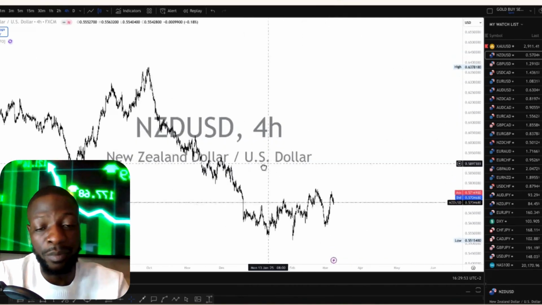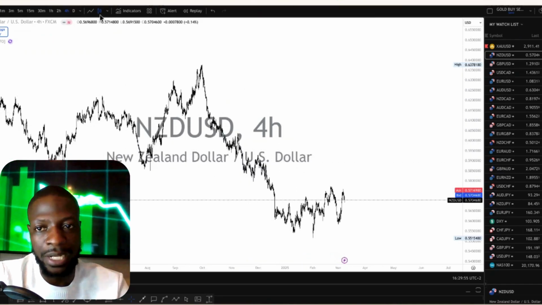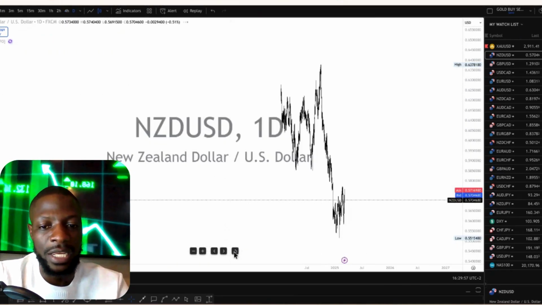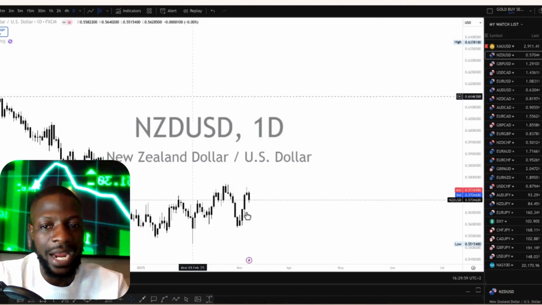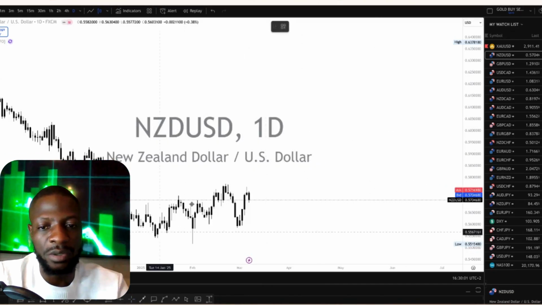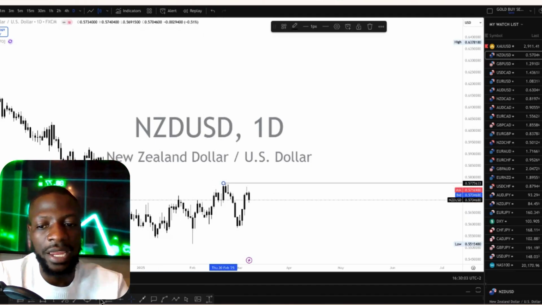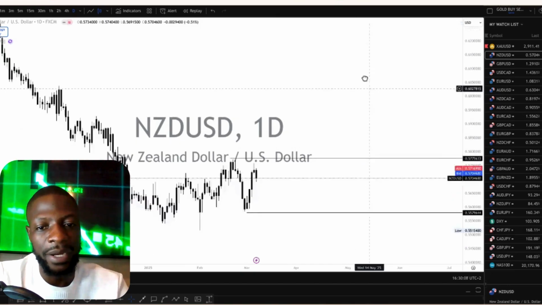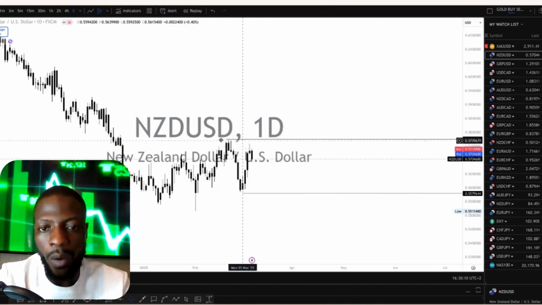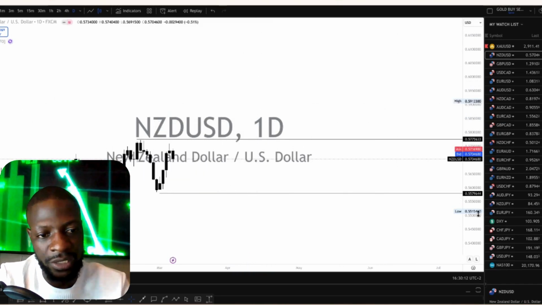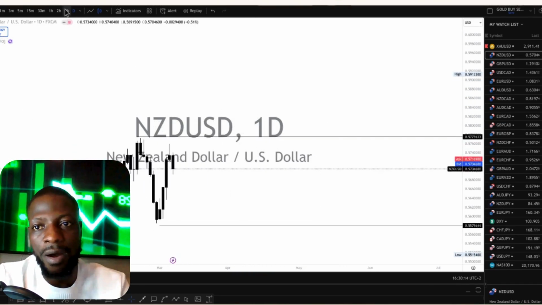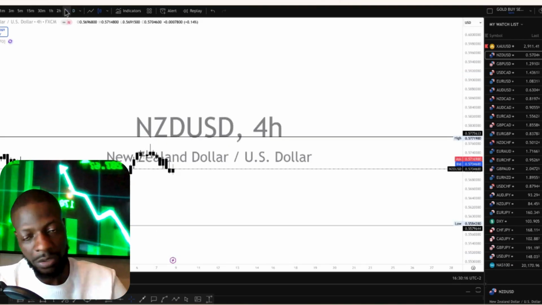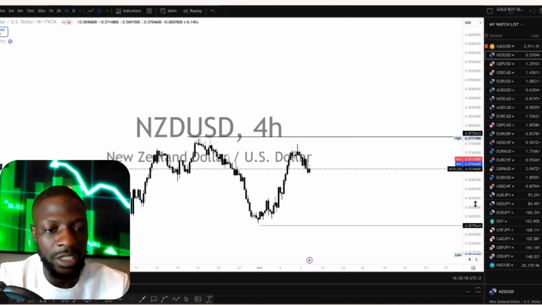Those are always important because they always act as magnets. So if you go to the daily, we can mark our highest highs and our lowest lows right there. This is our highest high and this is our lowest low currently. You can see that the market is nearer to our highest high, which is interesting. So from here, we go to the 4-hour time frame. And then what can you see from here?